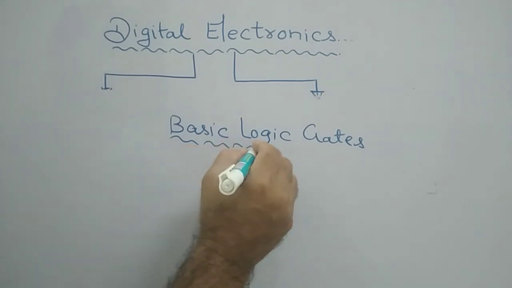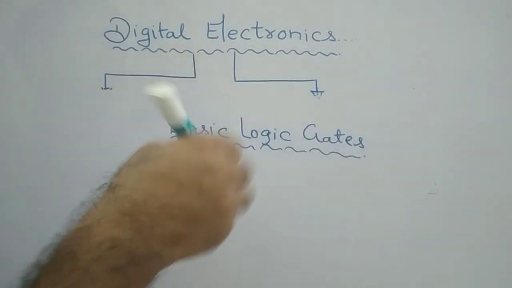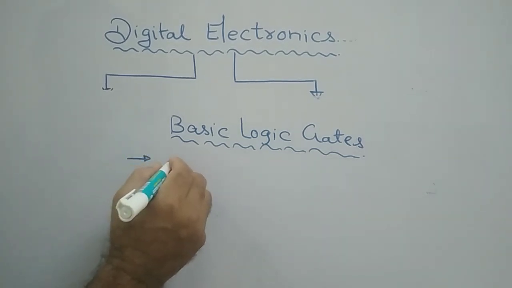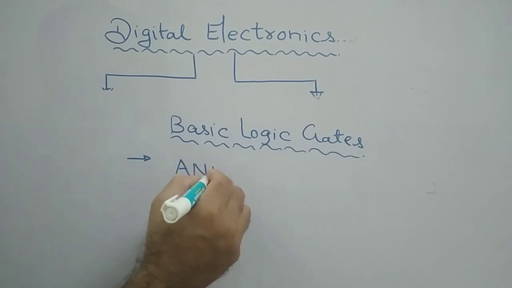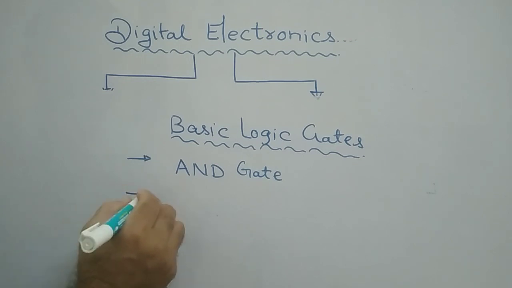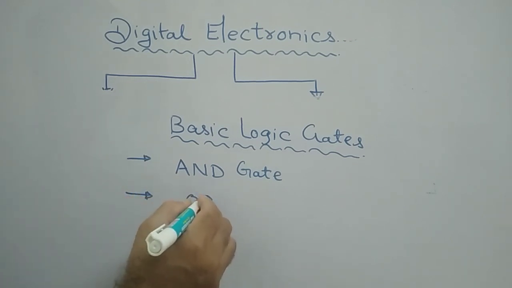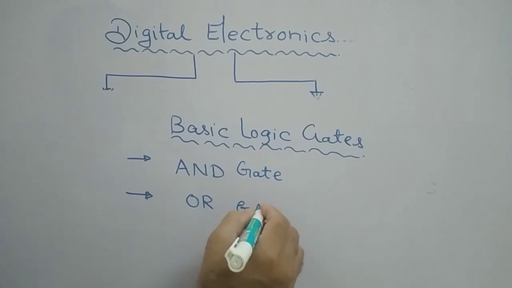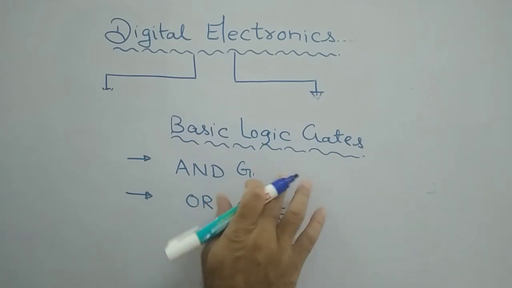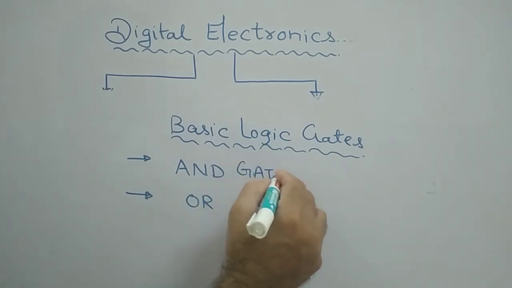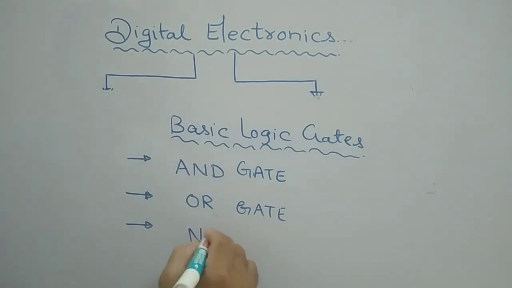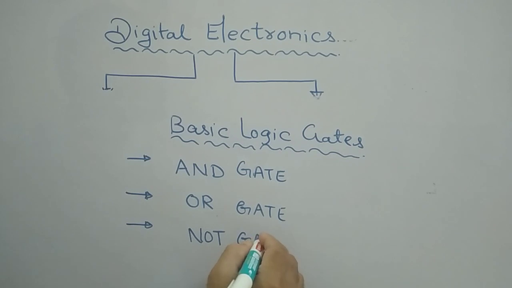Basically there are certain gates. Out of those, the first one is called the AND gate. This is the AND gate. The second one is the OR gate. Or you can write anything. Okay, OR gate. And then the NOT gate.